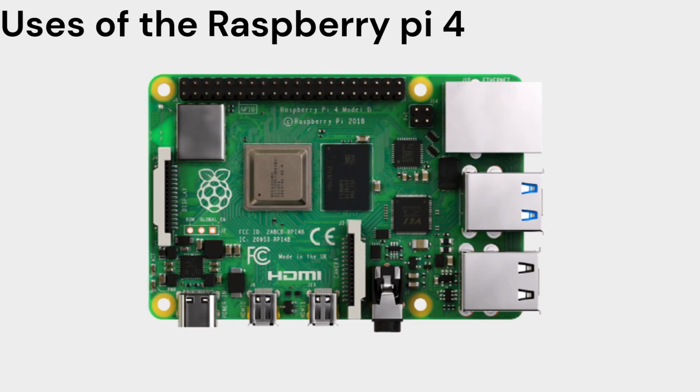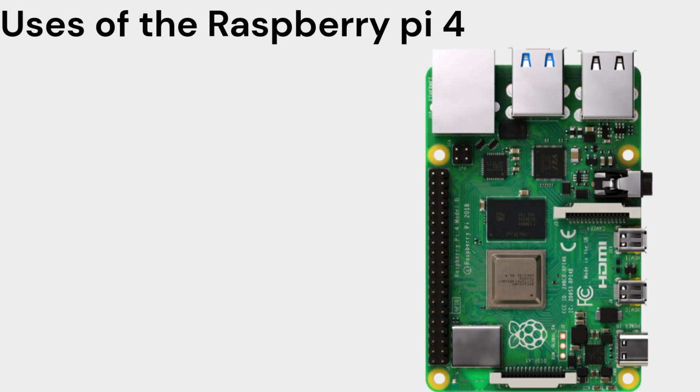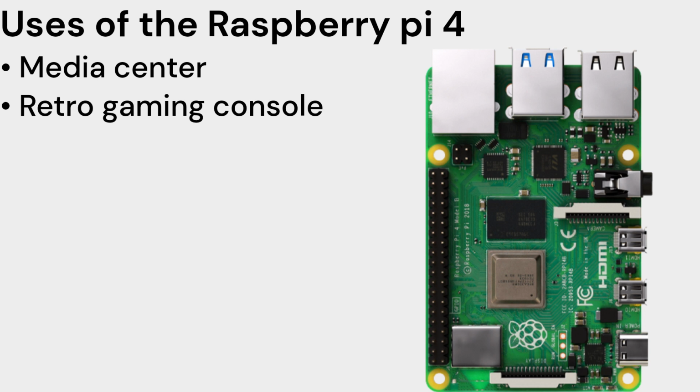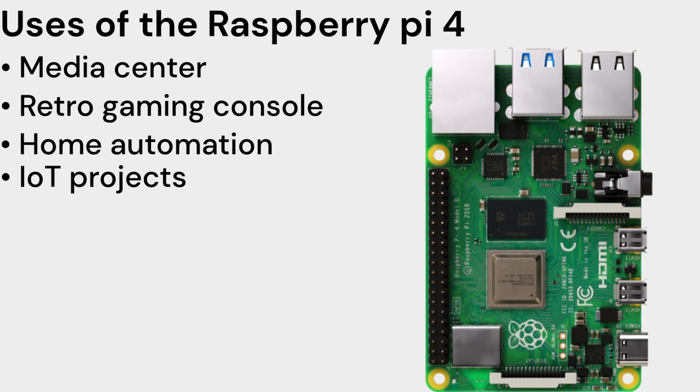The Raspberry Pi 4 is a versatile single-board computer that can be used for various purposes. It offers a powerful quad-core processor, different memory options, and connectivity features like Wi-Fi and Bluetooth. With its HDMI ports, it can function as a media center or retro gaming console. The Pico header enables connection with sensors and actuators for home automation or IoT projects.